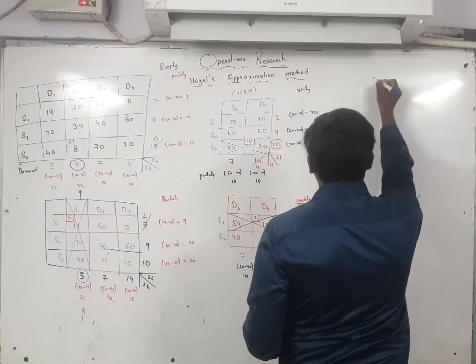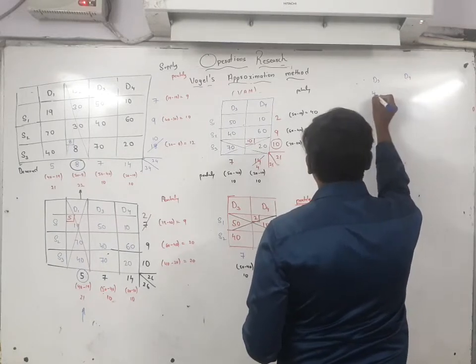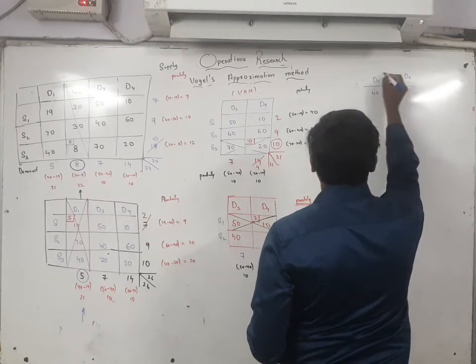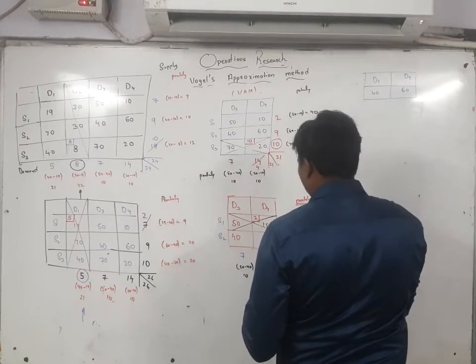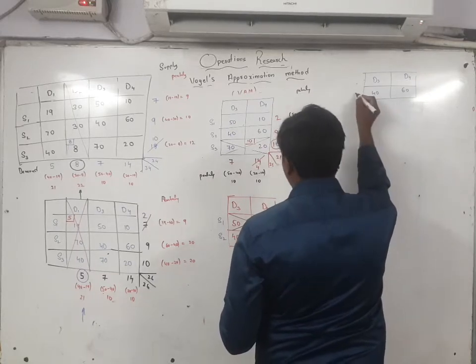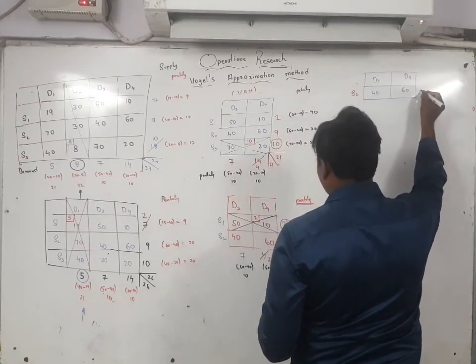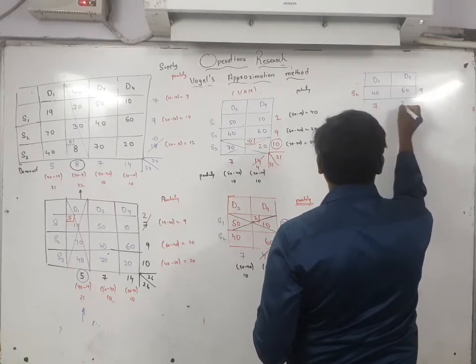First you have to write here D3. Next you have to write here D4. What is the value here? 40. What is the value of the next one? 60. Okay, now the first value is 40, the next value is 60. So here you can write S2, and D1, D2 is already there. Here, what is the value? 9, and here 7, and this one is 2.